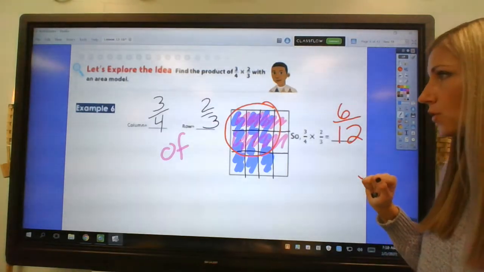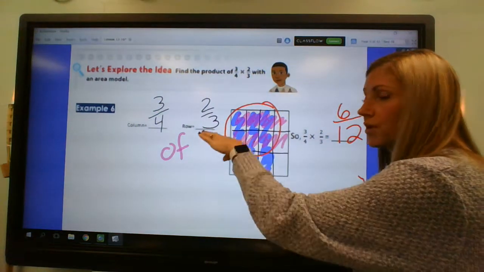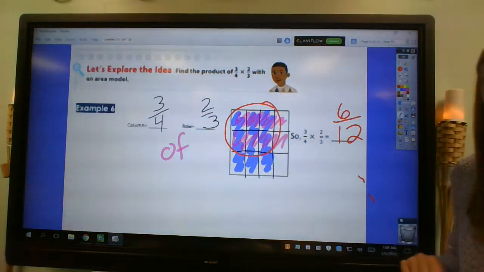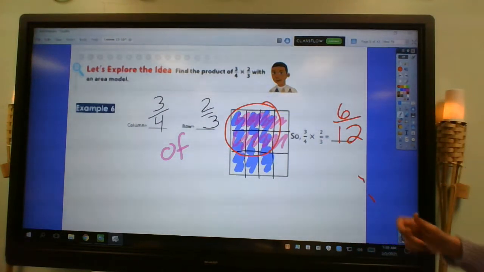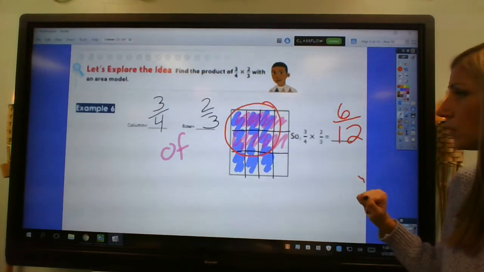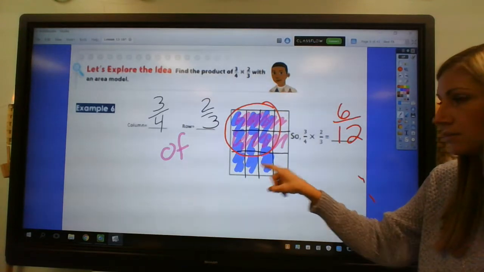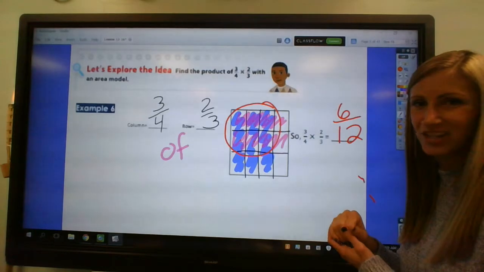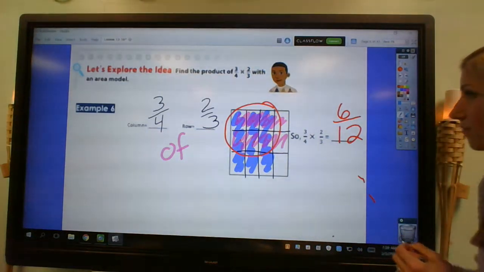Okay. So we do one of the fractions as columns, one of the fractions as rows, and then the overlap is telling us what is our numerator, and then the denominator is how many pieces total. So these extra pieces that just have the pink and these extra pieces that just have the purple, those are not a part of the part, right? So you don't have those at all.